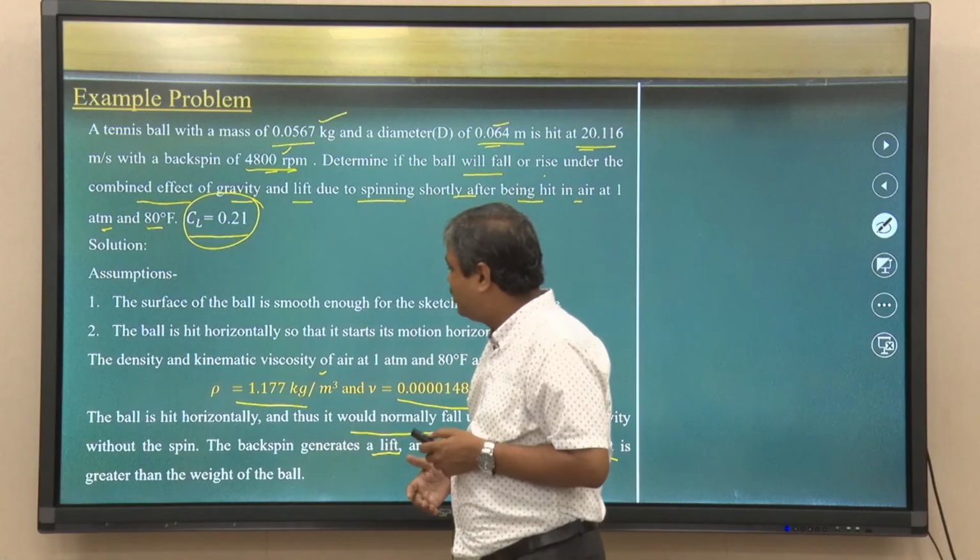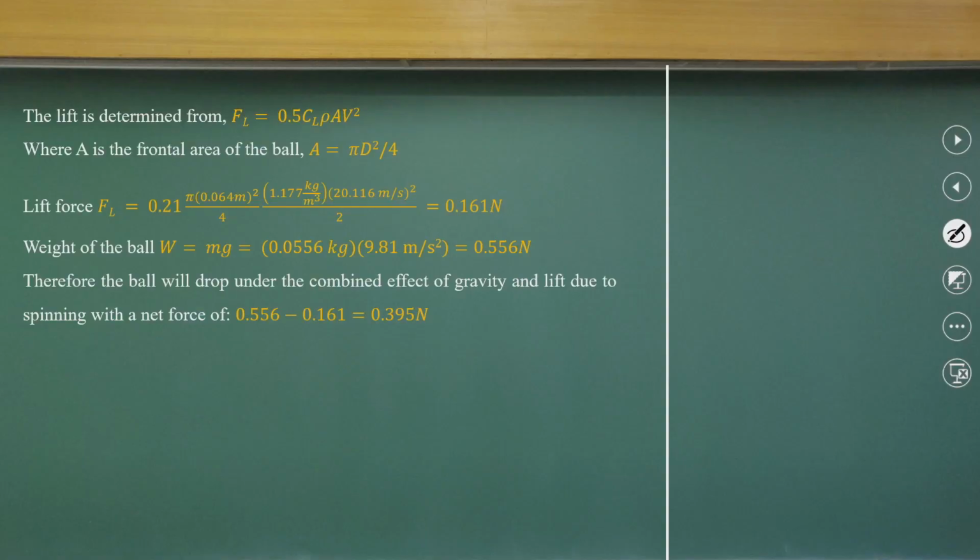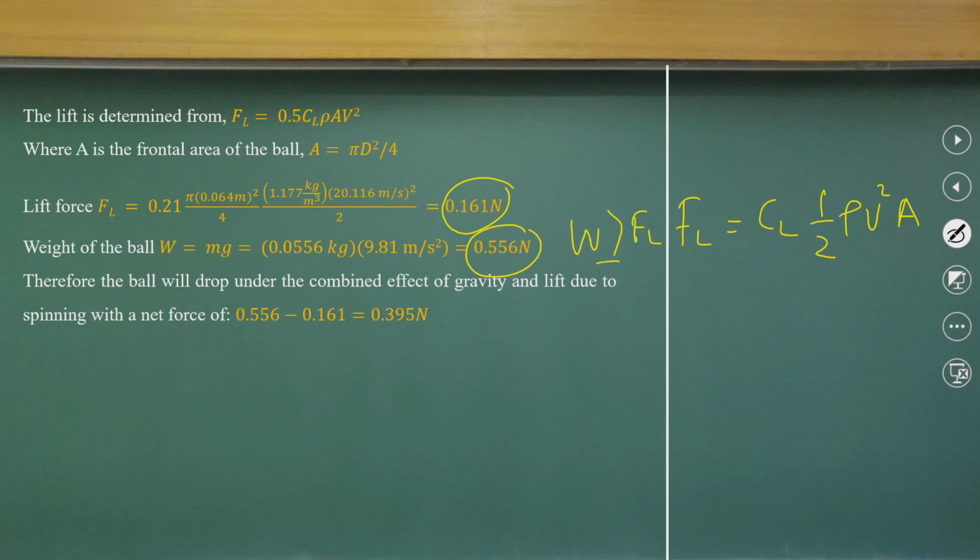Okay. So, you can just look at this. We need to compute the lift force, whereas the lift force, as I introduced, is the same thing, half rho V squared into A. You know this area, and the lift force is coming about 0.161 newtons, but the weight of the ball is coming around 0.556. Okay. So, the weight is greater than the lift force. So, the ball will fall down. No doubt about that.